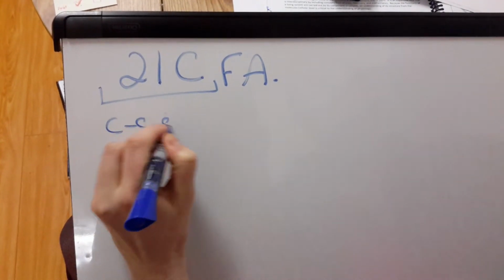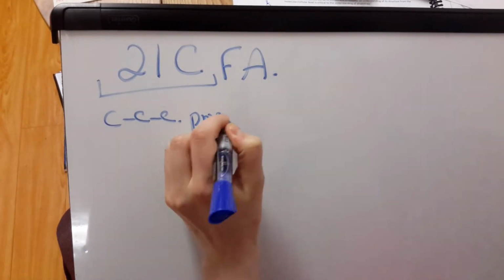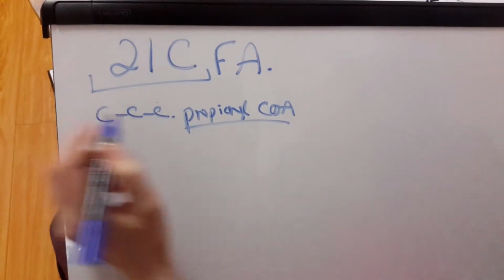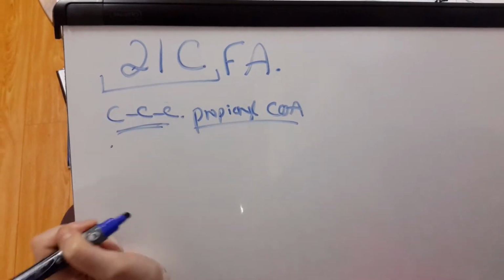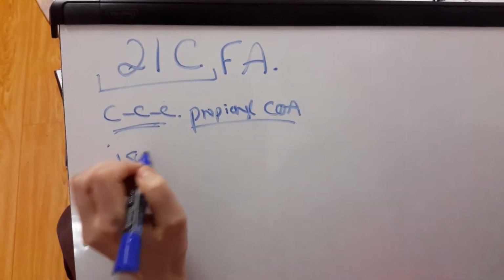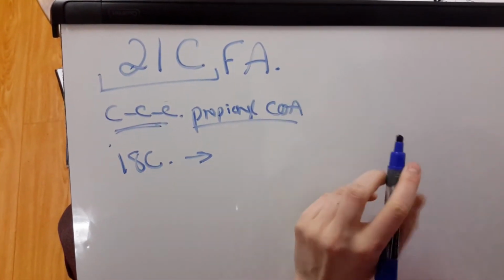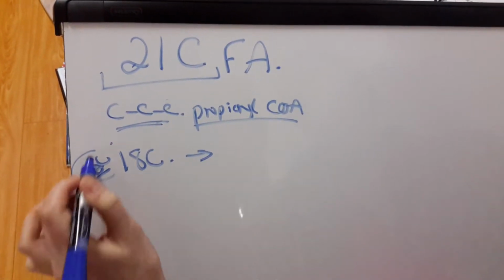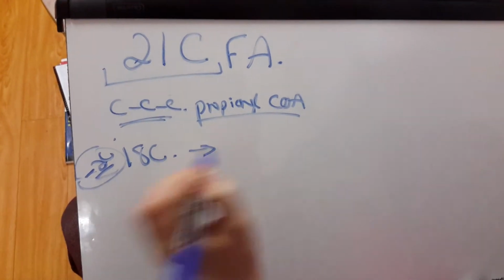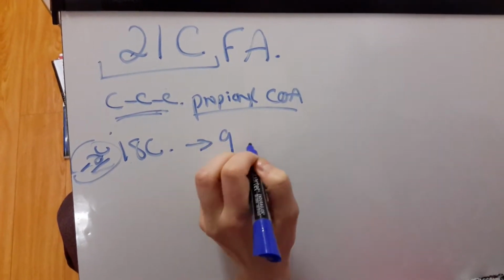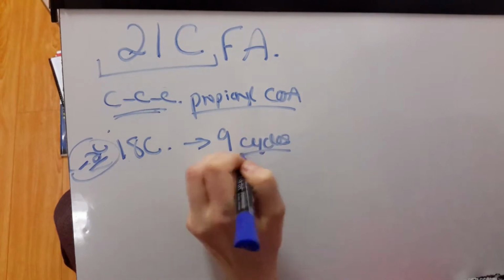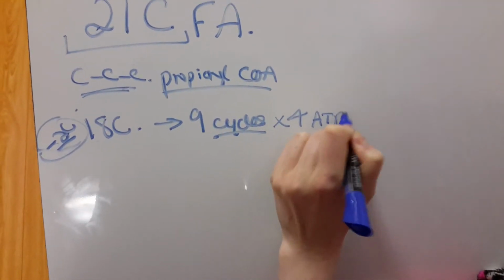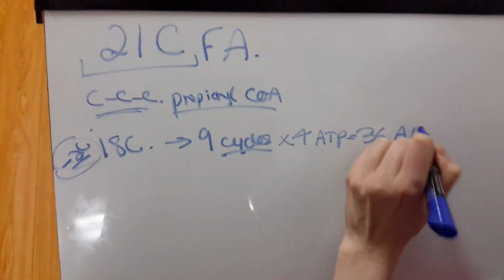So what we have to do is we start off with a 3 carbon propionyl CoA molecule. We have to subtract that from 21 because this is our starting molecule. So we're already down to 18 carbons. Every single round of beta oxidation we remove 2 carbons. So 18 divided by 2, we are at 9 cycles. And for every cycle of beta oxidation we use 4 ATP. So 9 times 4, we are at 36 ATP.